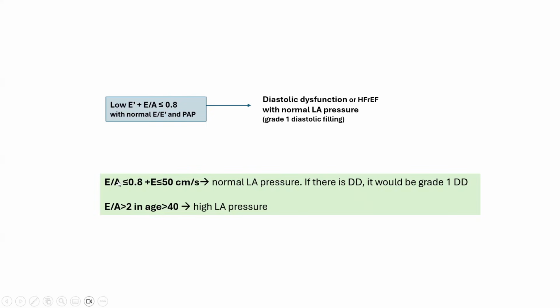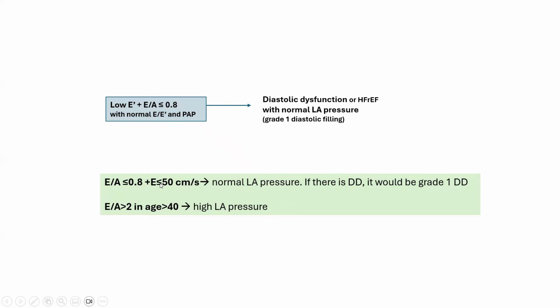In some cases, a reversed E to A ratio may reflect diastolic dysfunction, but it frequently does not. What it does reflect almost universally is normal LA pressure if, along with that reversal, you have an E velocity less than 50 centimeters per second.